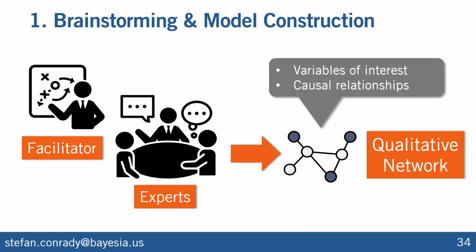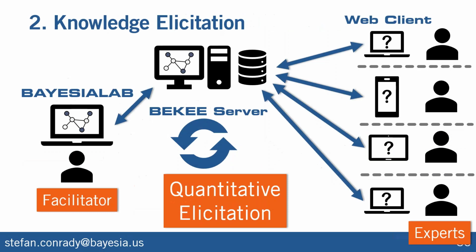So let me talk about this in a little bit more detail. The first round, which we will soon do, or at least simulate, is the brainstorming and model construction part. You have a facilitator, you have a group of experts, and in that group you discuss the variables of interest, causal relationships, and together you create a qualitative network structure.